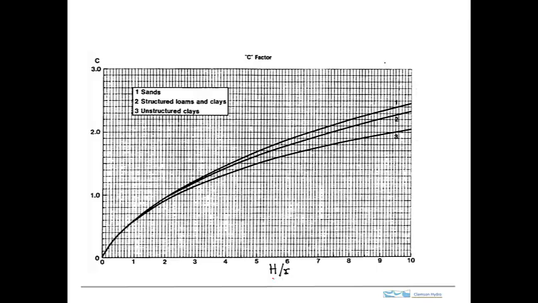So what you do is H is the head in the well, and R is the radius of the well, and then you have to decide what kind of soil you're working on: structured clay, unstructured clay, structured loam, or sands. Probably most of the soils around here would be a structured loam, so we would use this middle curve, determine this, and then we would go and get the C value that way.